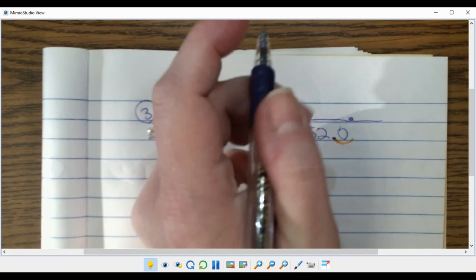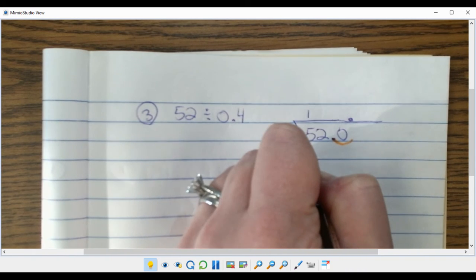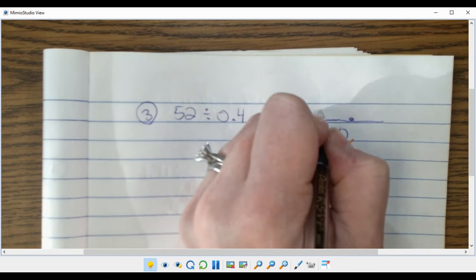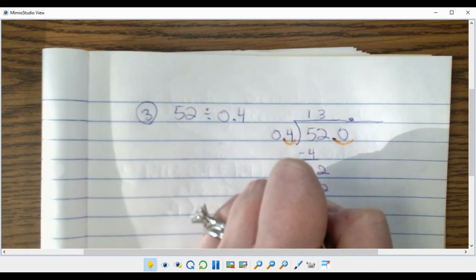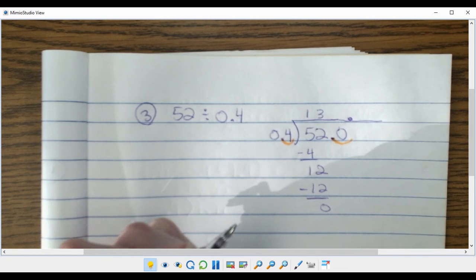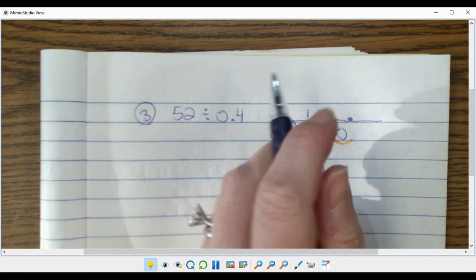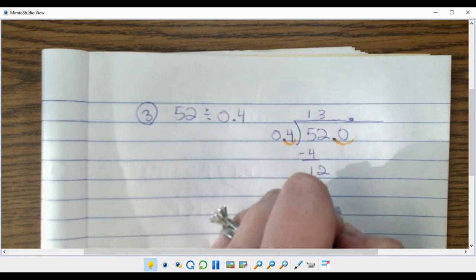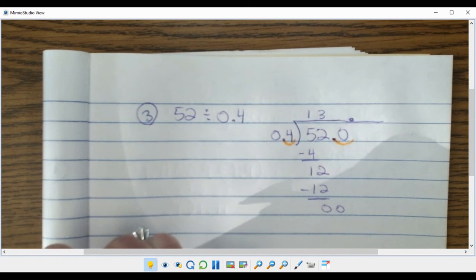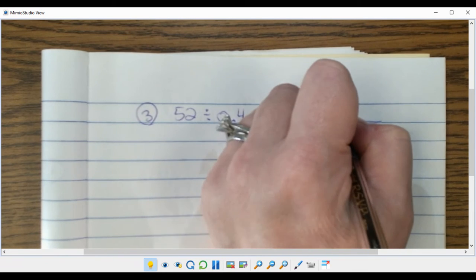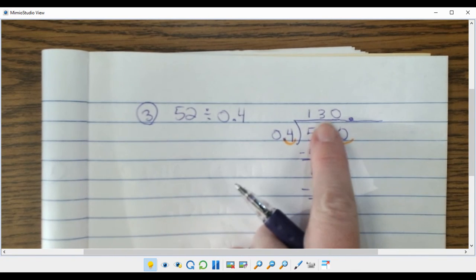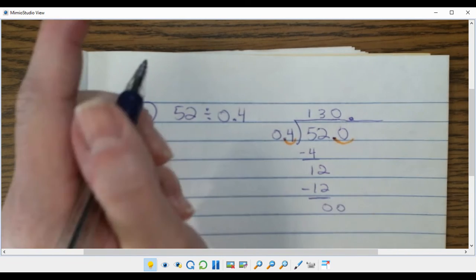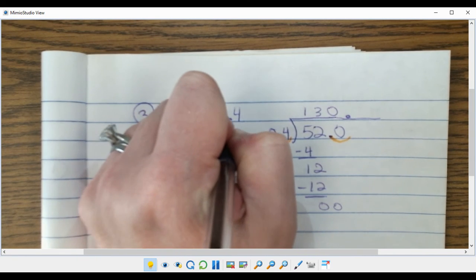5 divided by 4, multiply, subtract, bring down. We'll divide and get 3. 3 times 4 is 12, subtract. The problem with this is I can't stop, because I still have a place between my 3 and the decimal point. So I'm going to bring down the 0. I know that if I have nothing and I divide by 4, I'm still going to get nothing. And then this is where I can stop because I have something in every place up to my decimal point. So my answer for this would be 130.